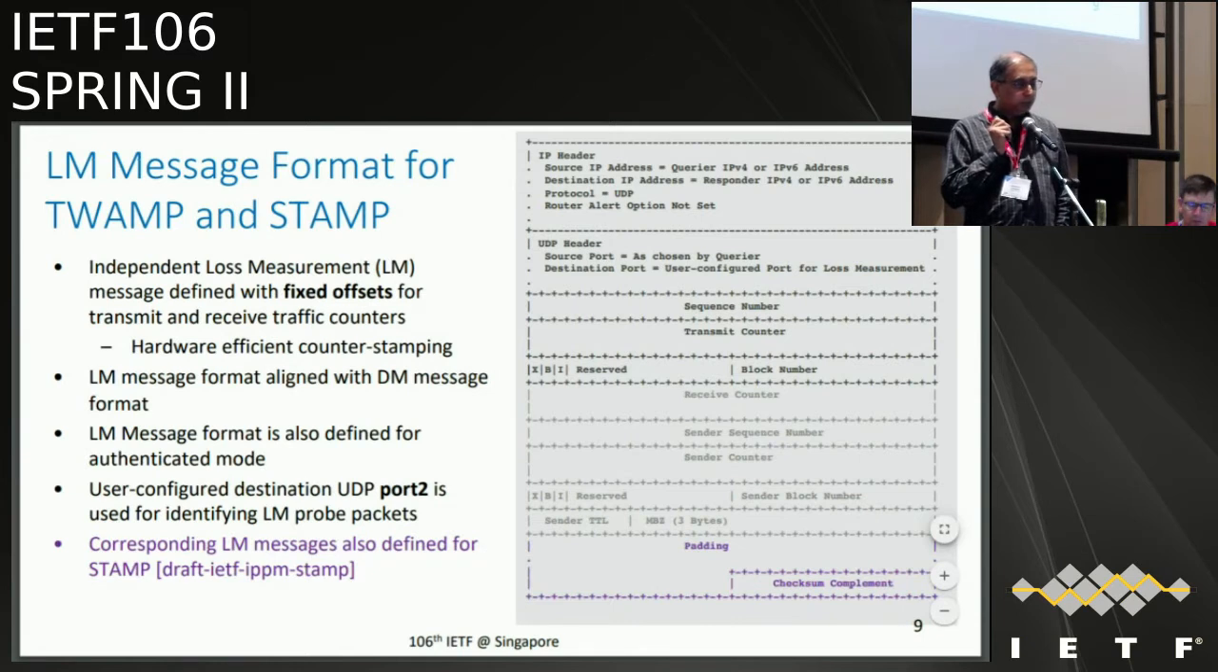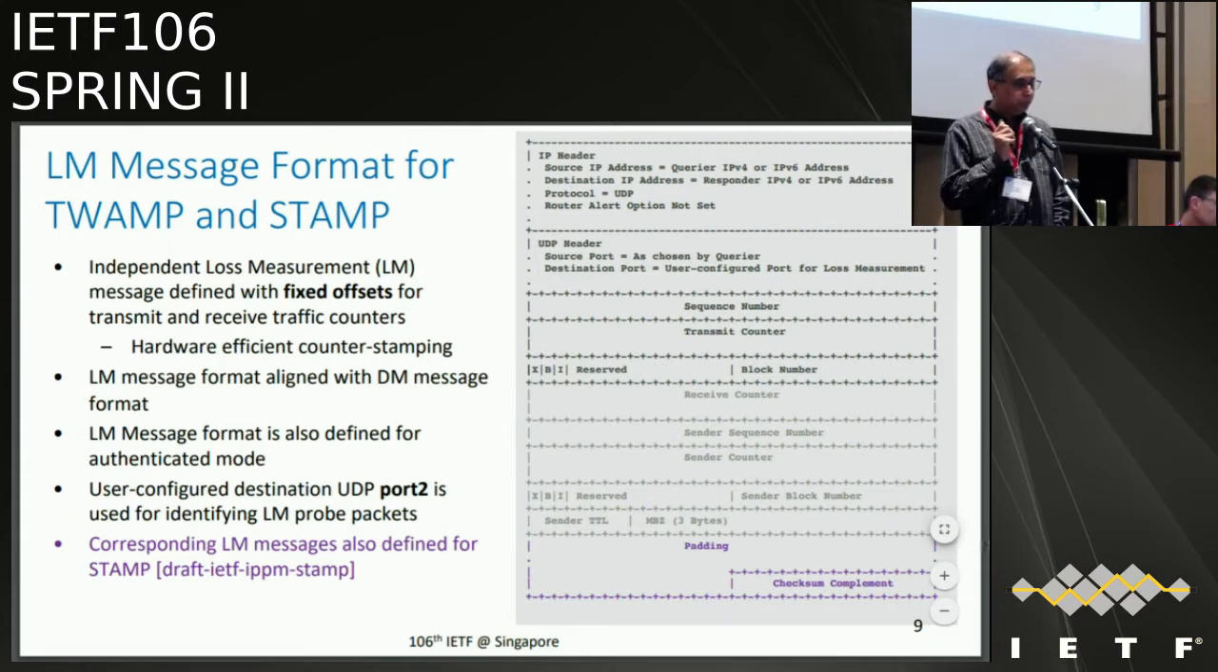So this is the message format defined for direct mode loss measurement. The main characteristic is that it's a fixed length and they have fixed locations for their counters. So it makes it hardware friendly. And it's aligned with the DM message format as well. So if hardware knows where to put the timestamp, hardware will also know where to put the counter.